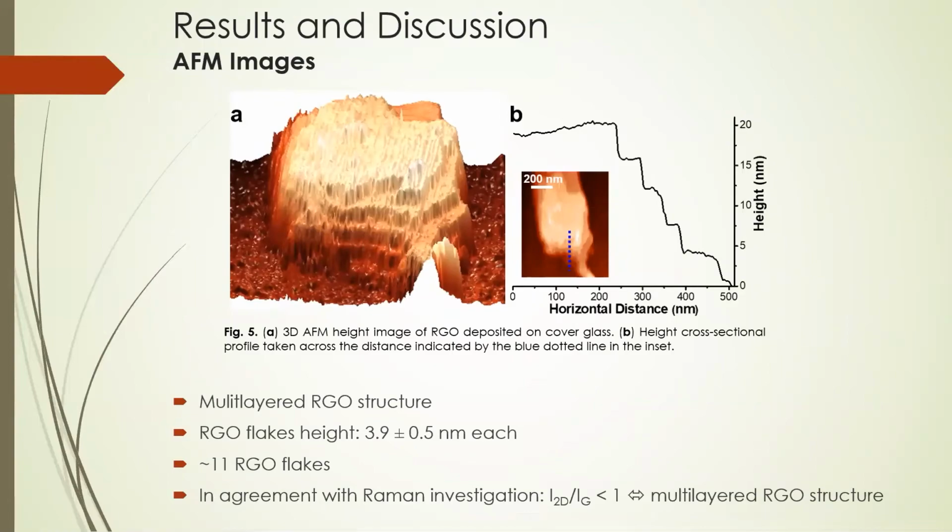The atomic force microscopy investigations performed as well on a drop-casted sample on a glass surface show a multi-layered RGO structure containing around 11 flakes as high as 3.9 nanometers each. This is in agreement with the Raman investigation, where the ratio between 2D and G bands was indicating the same result.